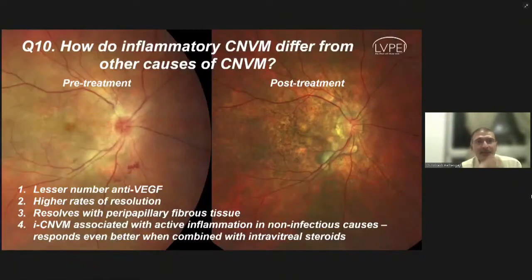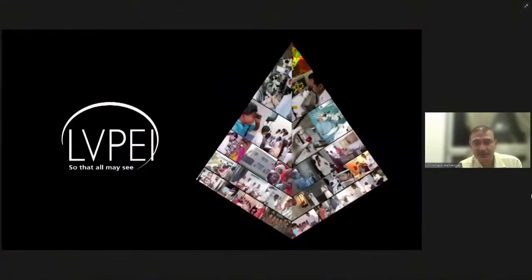CNVM. And my last question is, how does inflammatory CNVM differ from other causes? It requires a lesser number of anti-VEGF injections. There is a quicker rate of resolution, and when it resolves, it does so with perifibrosis. And sometimes co-administration of steroid may be required if there is associated acute inflammation in such patients. So with that, I end my 10 questions, and I'm ready to take any questions or doubts.